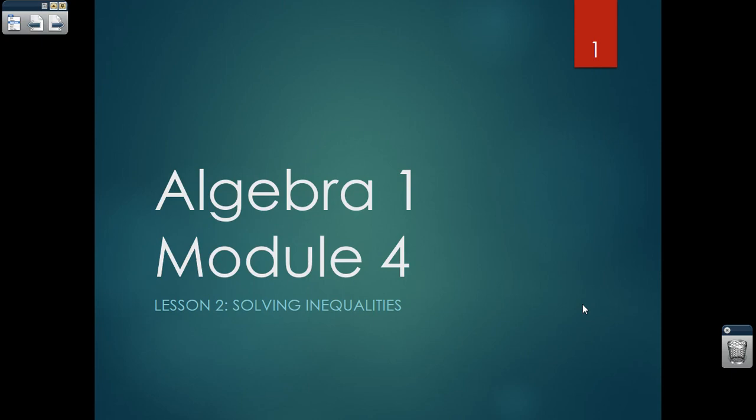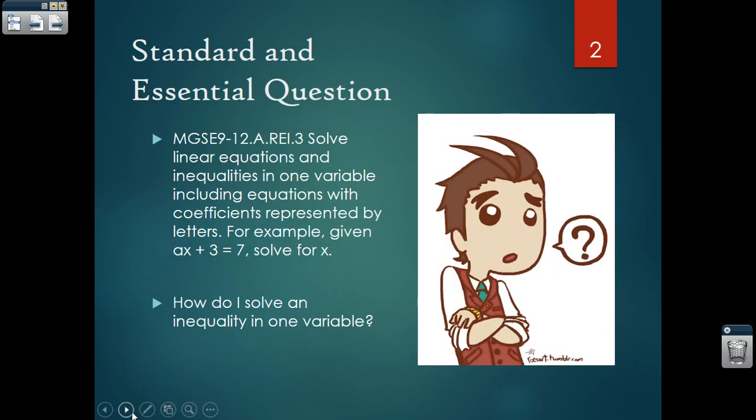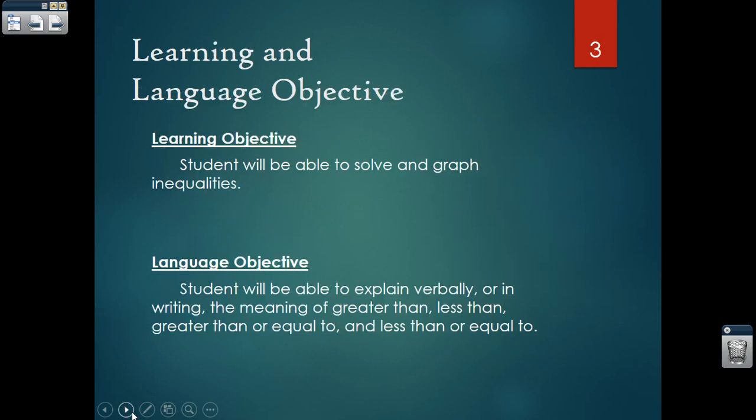All right, so once again, Algebra 1, Module 4, Lesson 2, Solving Inequalities. The essential question, that's for you: How do I solve an inequality with one variable? Learning objective: student will be able to solve and graph inequalities. Language objective: student will be able to explain verbally or in writing the meaning of greater than, less than, greater than or equal to, and less than or equal to.